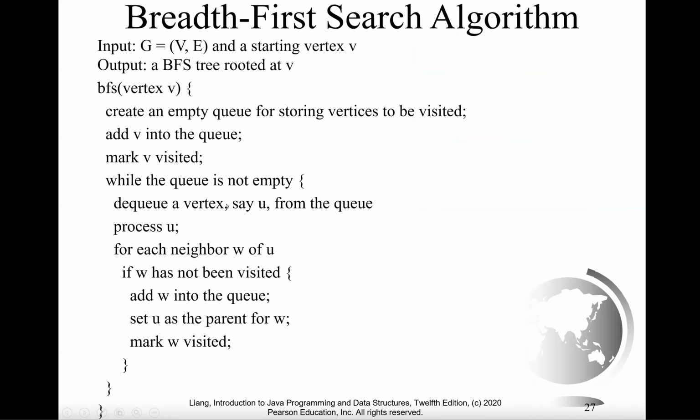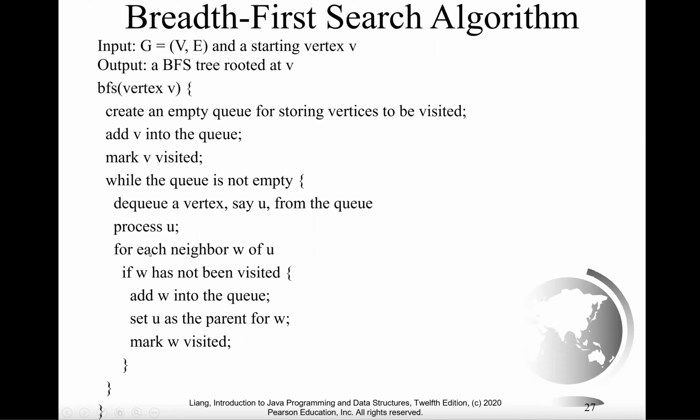So this is the algorithm here. Input is the graph consisting of vertices and edges with a starting vertex V. The output is a breadth first search tree rooted at vertex V. This is the method. It returns the search tree. We can create an empty queue for storing vertices to be visited. Add V into the queue. Mark V visited. While the queue is not empty, dequeue a vertex, say U, from the queue.